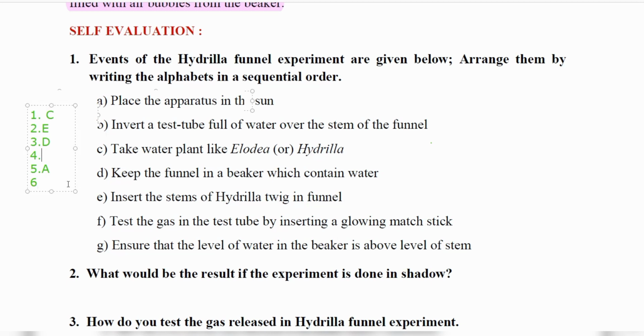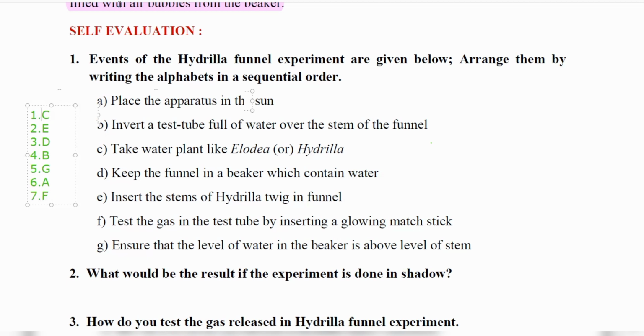Fourth one here, B. Now the fifth one, G. Sixth one, A. Seventh one, F. So these are the answers.